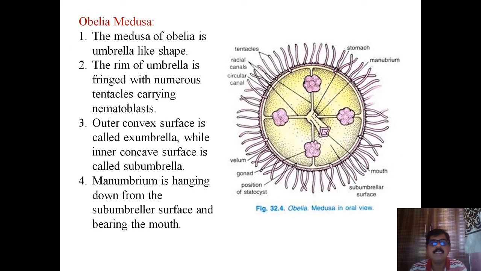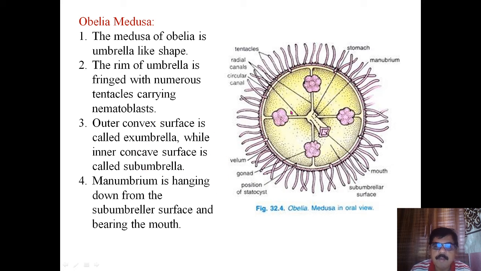Then the next slide is the Obelia medusa. We have already discussed the Obelia polyp. Now this is an Obelia medusa. It is circular in shape, and has tentacles all over the body. The medusa of the Obelia is umbrella-like in shape. The rim of the umbrella is fringed with tentacles, and these tentacles bear nematoblasts. The outer convex surface is called the exumbrella, while the inner concave surface is called the subumbrella.